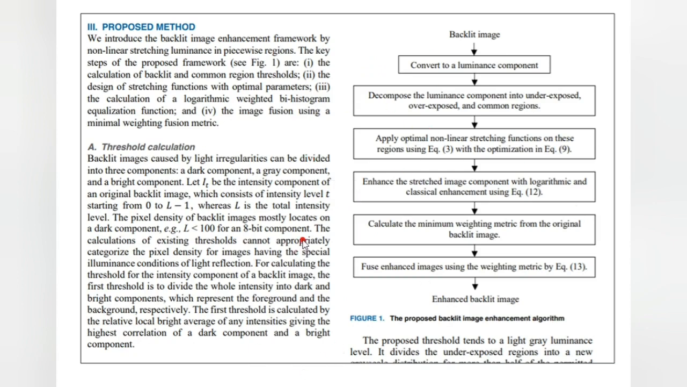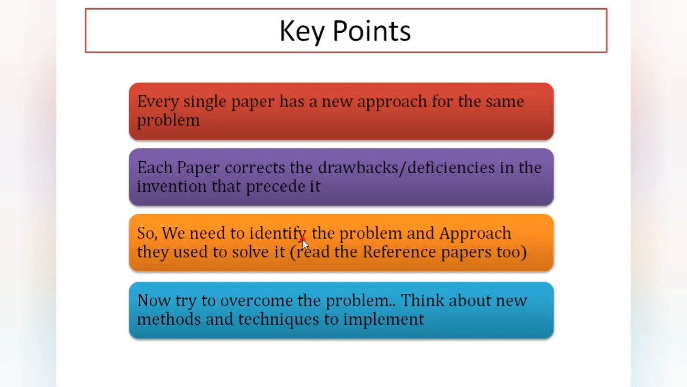So I'll explain it clearly. Here I have mentioned some key points that you need to observe. Each and every single journal paper has a new approach for the same problem. In this case, the problem is image clarity. So this author is trying to mention a new approach for the image clarity problem. Previous authors also mentioned some different technologies for this problem. So every single paper is having a new approach for the same problem.